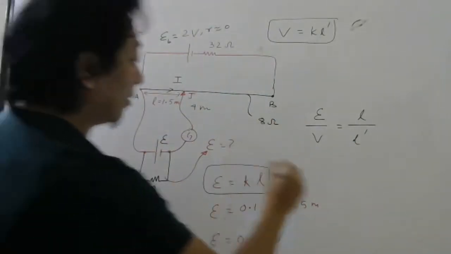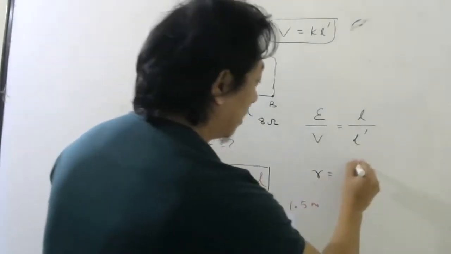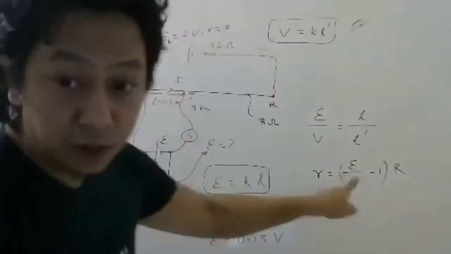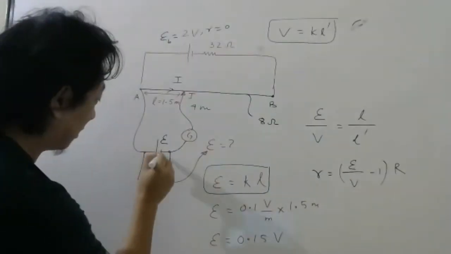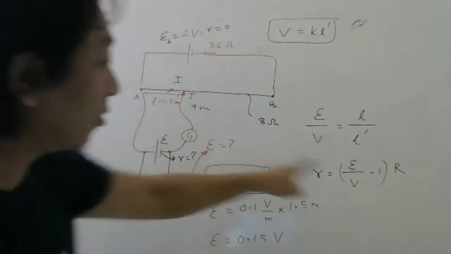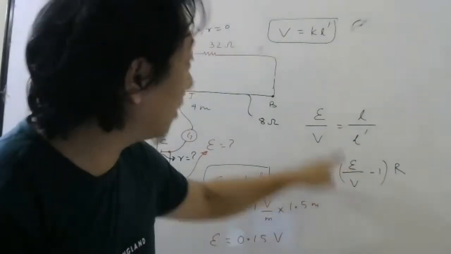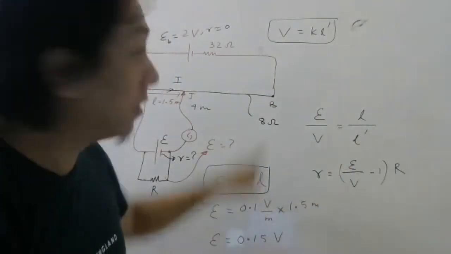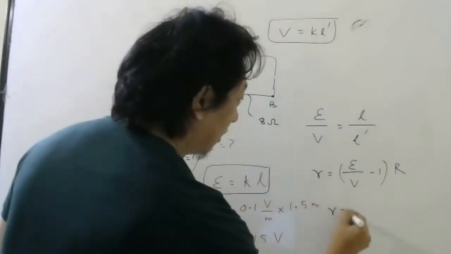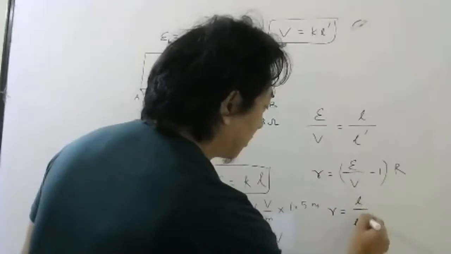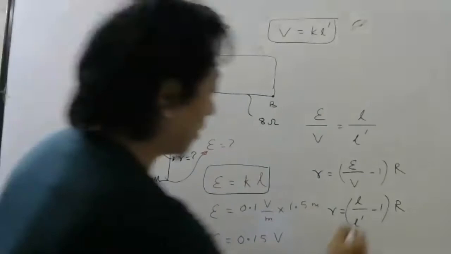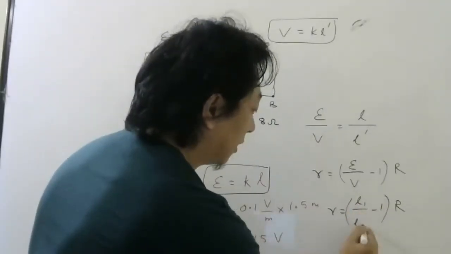Okay, then the internal resistance formula was what? E by V minus 1, into R. Whose internal resistance? This battery's internal resistance. So if they ask you to measure the internal resistance, that also you can do, because you can measure the EMF in terms of length, the terminal voltage in terms of length, and then you can substitute E by V, which is L by L dash minus 1, into R. In yesterday's class, I wrote here L1 and here I wrote L2.